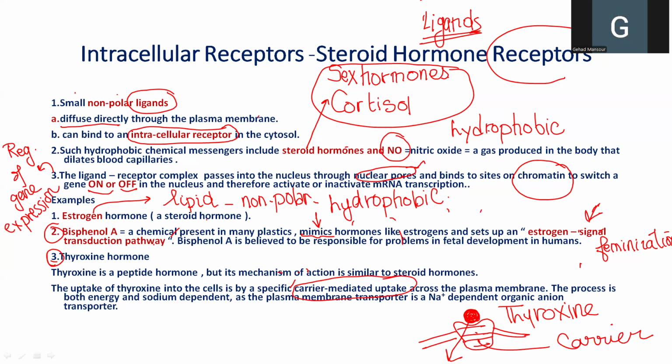This process of carrier-mediated uptake of thyroxine is energy dependent and sodium dependent. So the transporter is dependent on the presence of sodium ions and the simultaneous transport of sodium ions in the presence of energy. We can see details of this later on, of several processes of primary and secondary active transport where we need sodium ion to be transported at the same time.